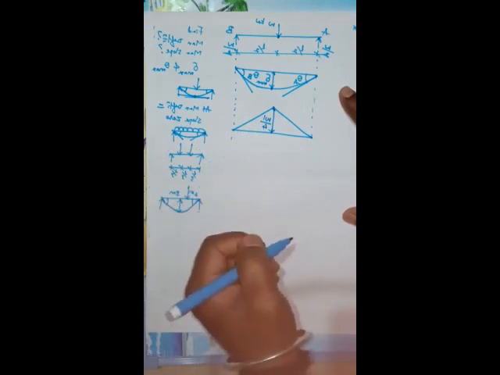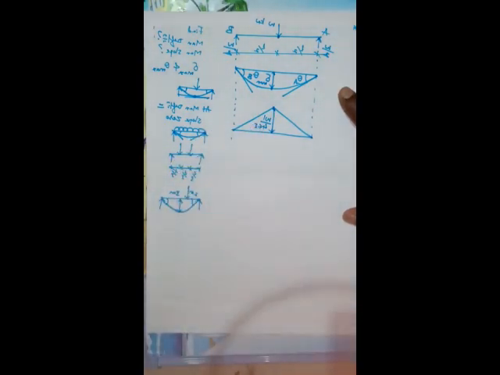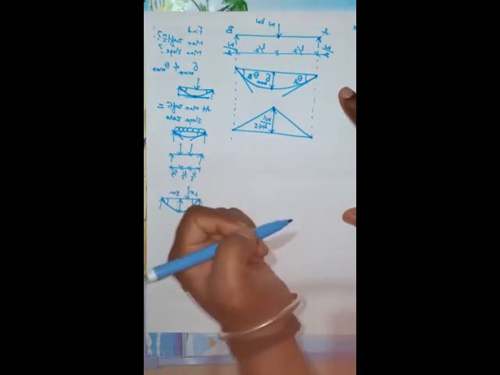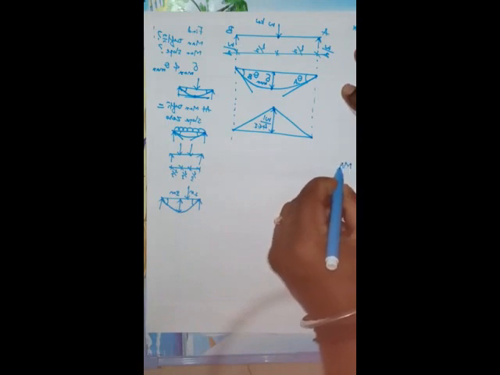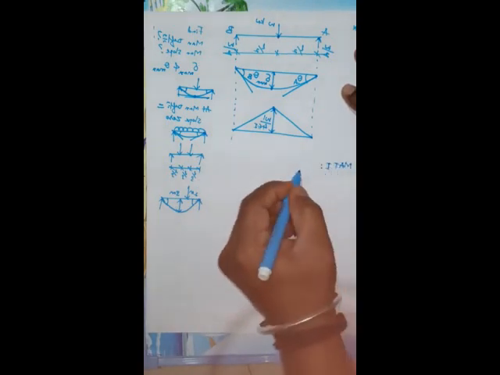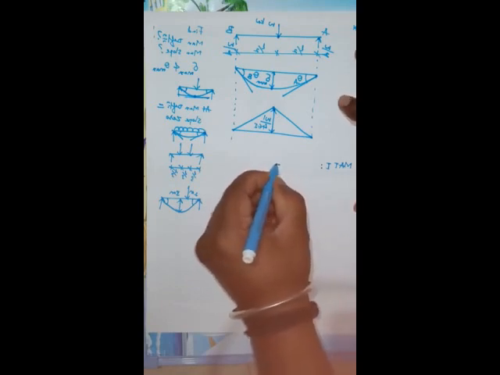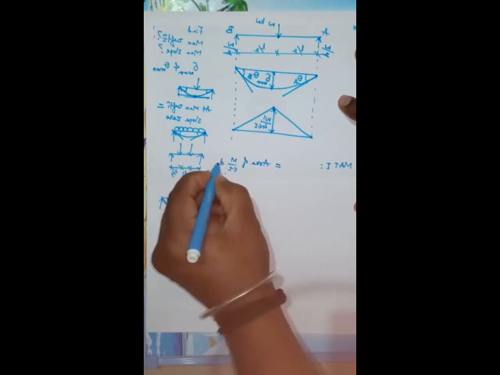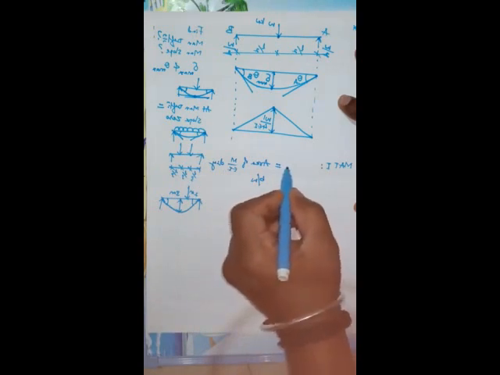We want the M by EI diagram, correct? So for this M by EI diagram, EI is constant, so it is WL by 4 EI. This is the bending moment diagram. Now according to moment area theorem 1, what is it? The change in slope between any two points on the elastic curve must be equal to the area of the M by EI diagram between those two points. Which points do I need to consider here?